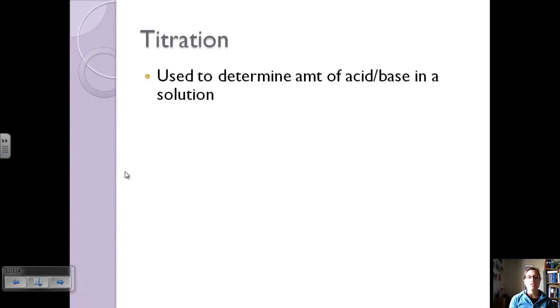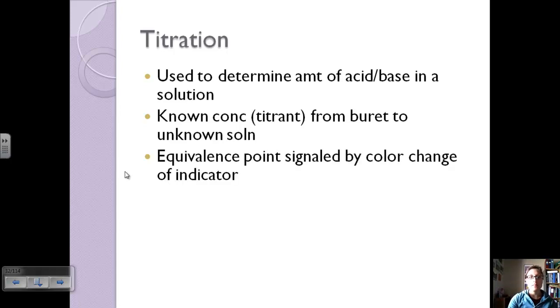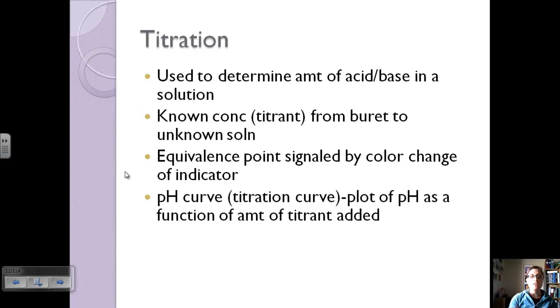So titrations are used to determine the amount of acid or base in a solution. So we take a known concentration, which is the titrant, from a burette, which was that long glass piece of equipment, and we titrate it into an unknown solution. So the equivalence point is signaled by a color change of an indicator. Ours, I believe, went from clear to purple. There are lots of different indicators, and we'll talk about these in the next section.